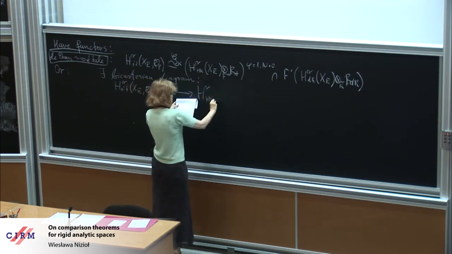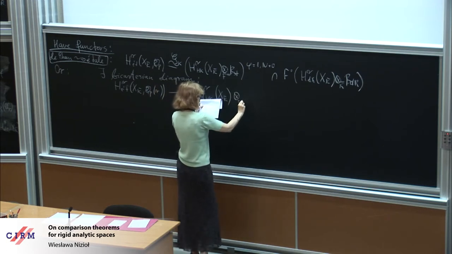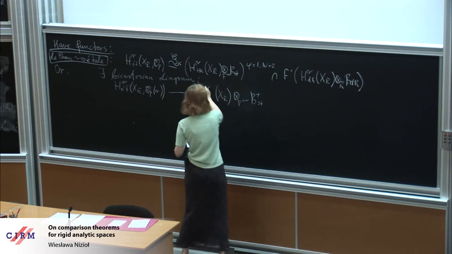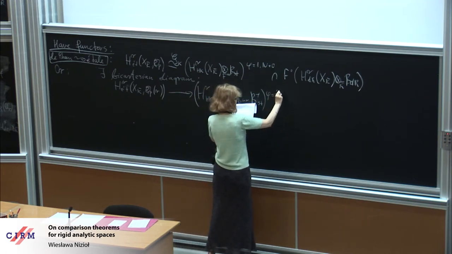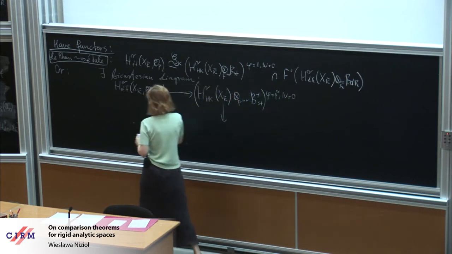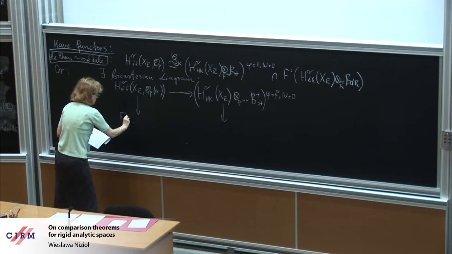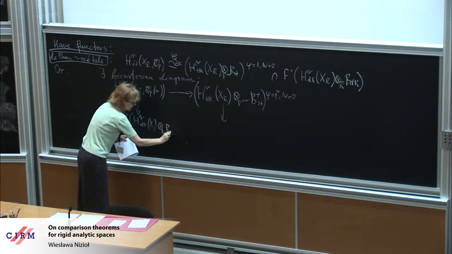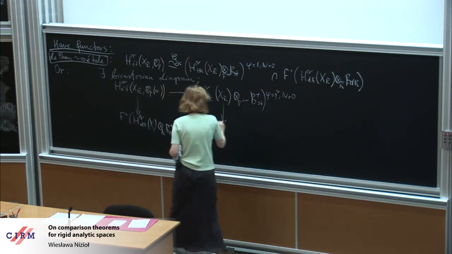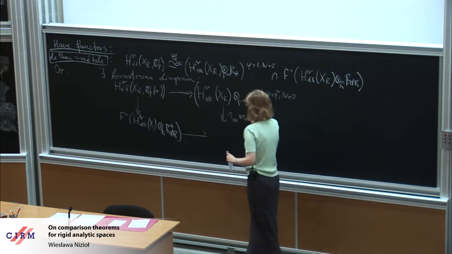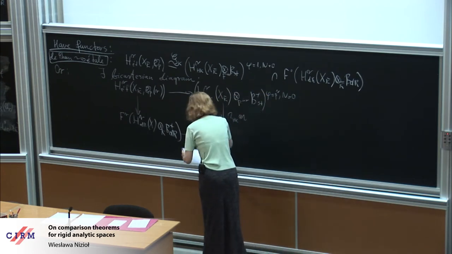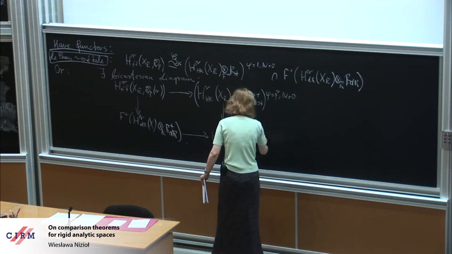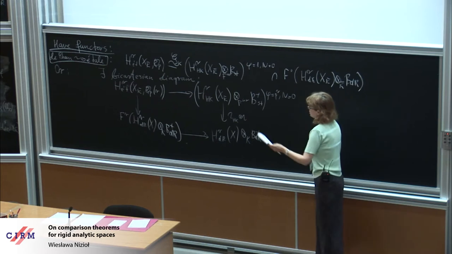H, so Hyodo-Kato data, then F and r, B plus. So I'm twisting here by r, so I can put B plus here. Then phi equal p^r, N equal 0. And then downstairs we have the de Rham data. So here we have the filtration F^r of the de Rham cohomology twisted by B de Rham plus. And here is the Hyodo-Kato map and the natural embedding into B de Rham. So I get the de Rham cohomology of X tensor B de Rham plus. Okay. So I just wanted to reformulate the standard de Rham to étale direction.